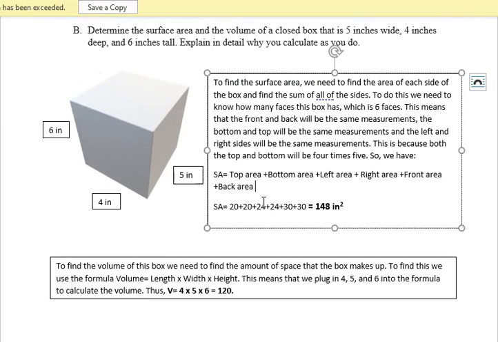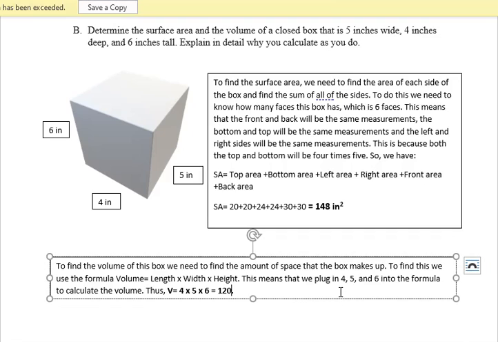To find the volume of this box, you need to find the amount of space that the box makes up and holds. The volume formula is length times width times height. This means that we need to plug in 4 times 5 times 6 into this formula because the length is 4, the width is 5, and the height is 6. 4 times 5 is 20, times 6 is 120.